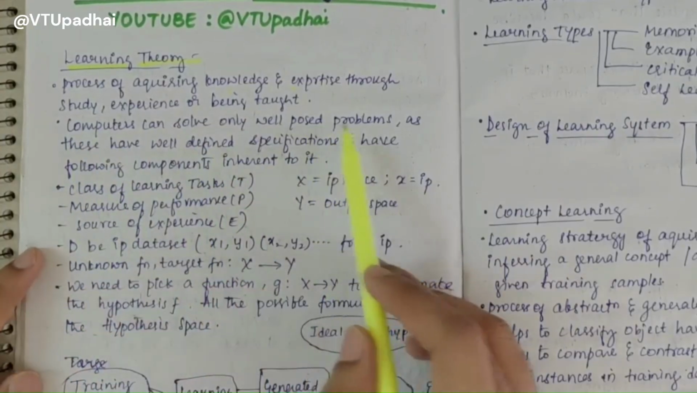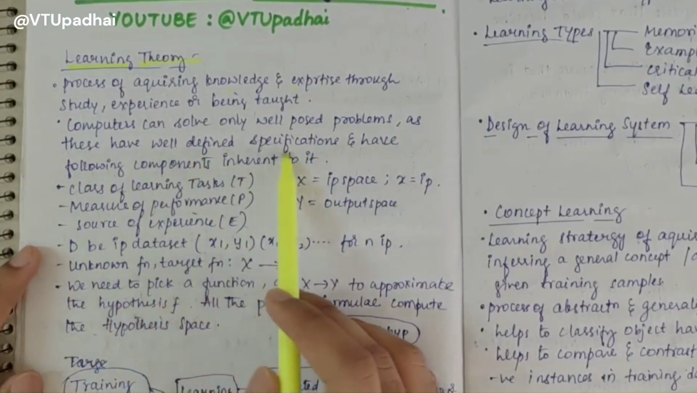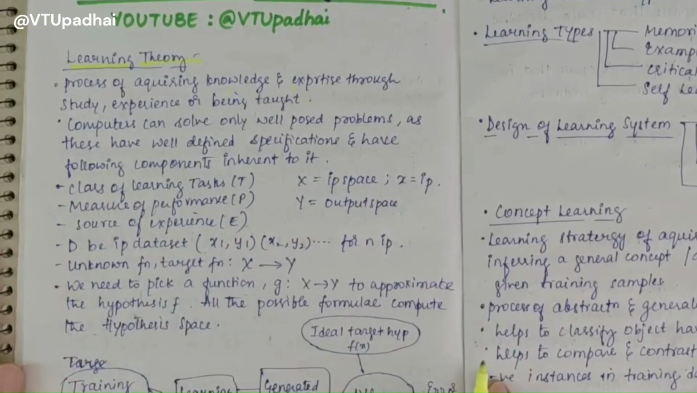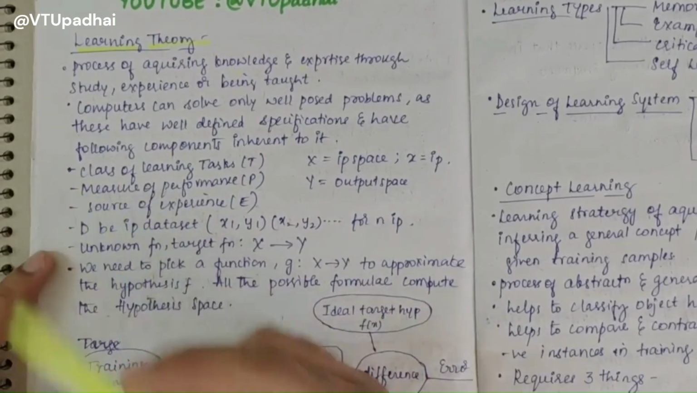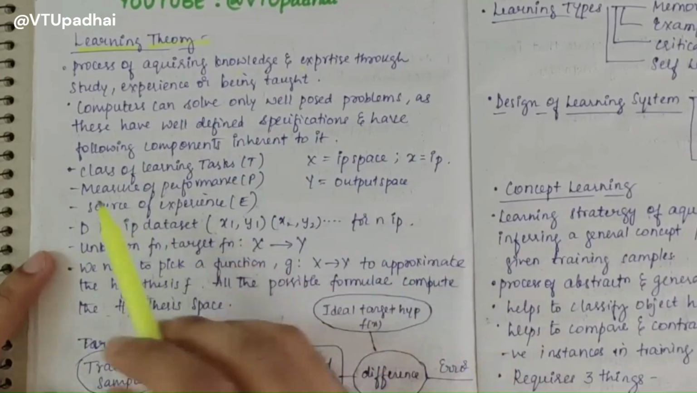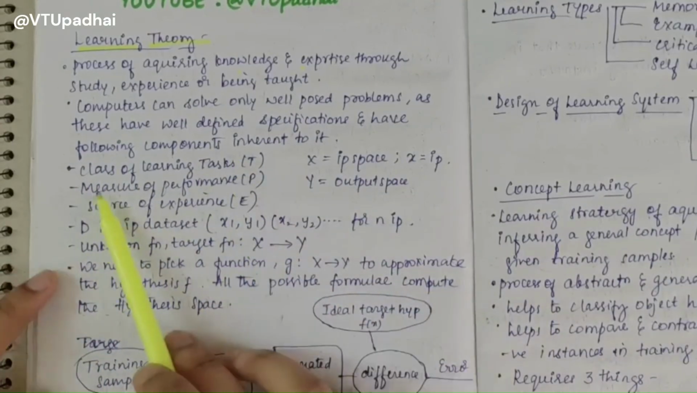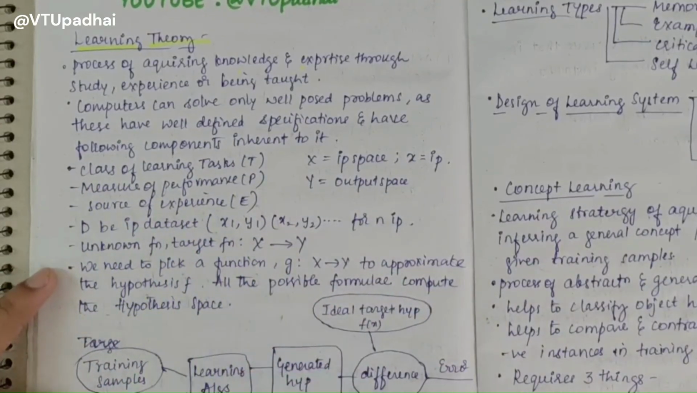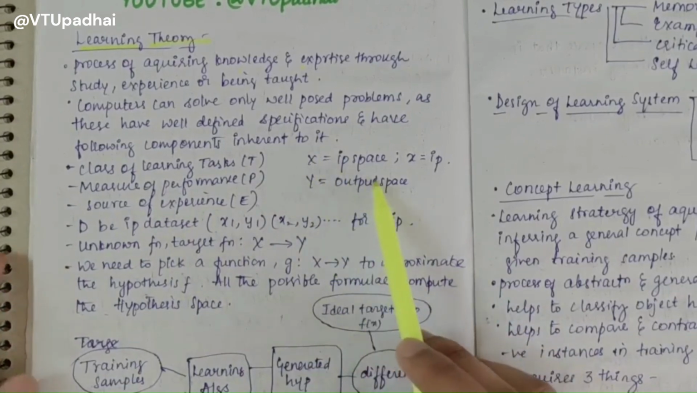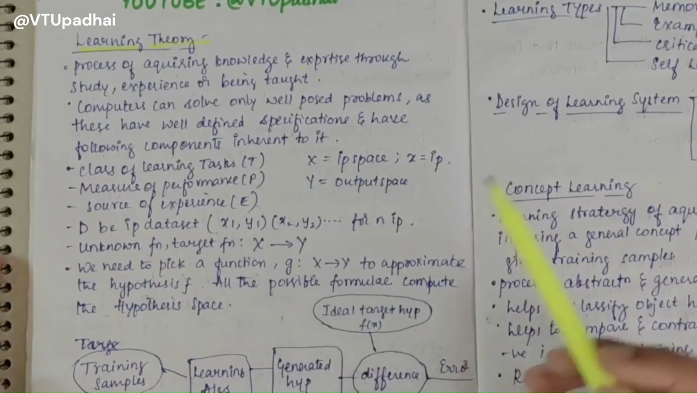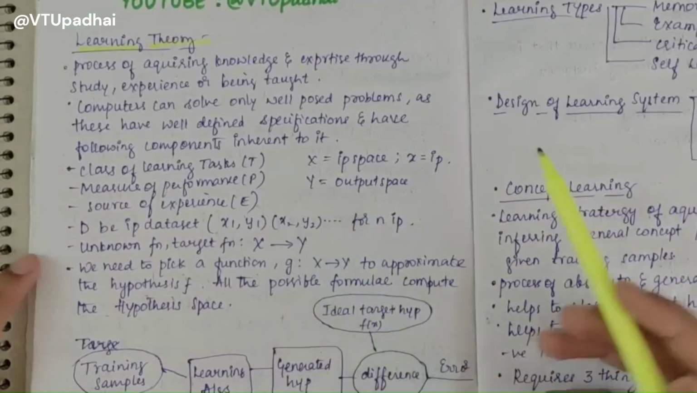Computers can solve only well-posed problems, as these have well-defined specifications and have the following components inherent in them. So the particular problem should comprise all these, that is class of learning tasks T, measure of performance P, source of experience E, and capital X as the input space, where small x is one instance or one input, and capital Y as the output space.